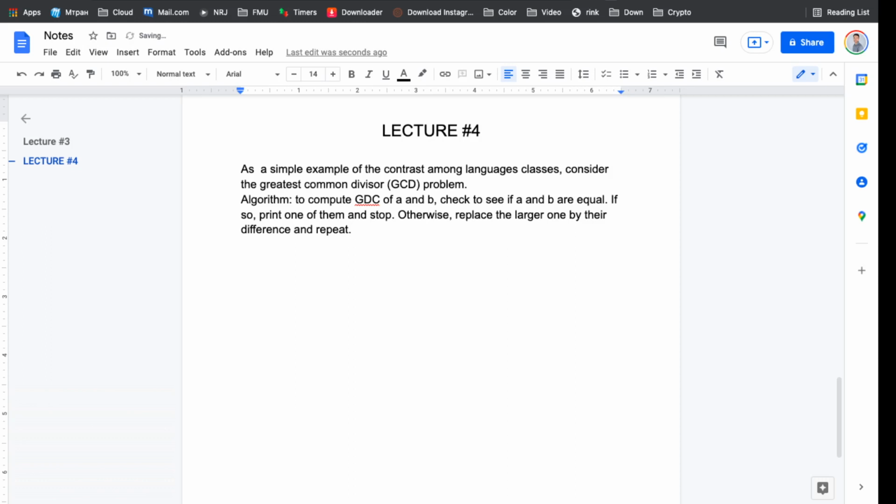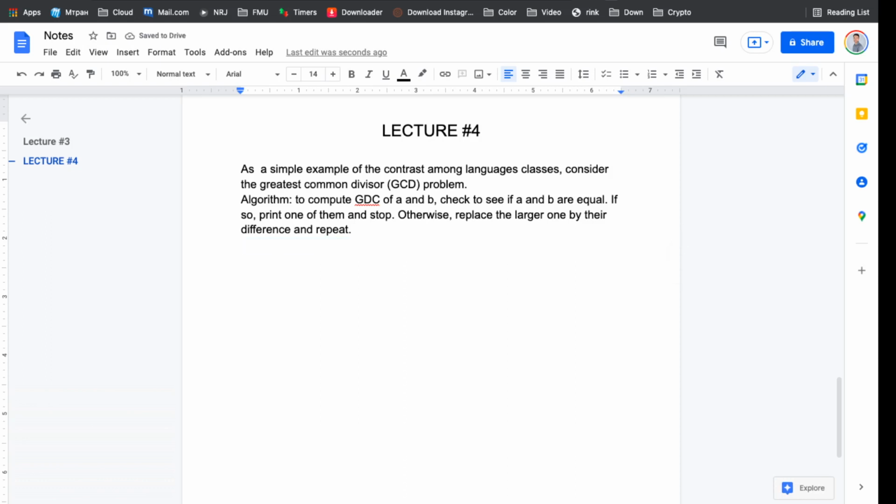So that is how it works. Let's give an example, say 40 and 10. If I have 40 and 10, they're not the same, right? In this case, we replace the largest by the difference: 30 and 10, not the same; 20 and 10, not the same; 10 and 10, and in this case we print out 10. So 10 will be the greatest common divisor.